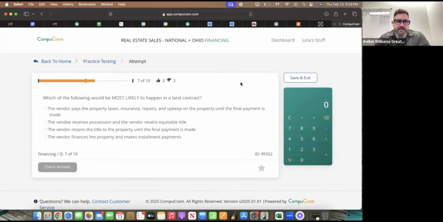All right, which of the following would be most likely to happen in a land contract? A, the vendor pays the property taxes, insurance, repairs, and upkeep of the property until the final payment is made. B, the vendee receives possession and the vendor retains equitable title. C, the vendor retains the title to the property until the final payment is made. Or D, the vendor finances the property and makes installment payments.